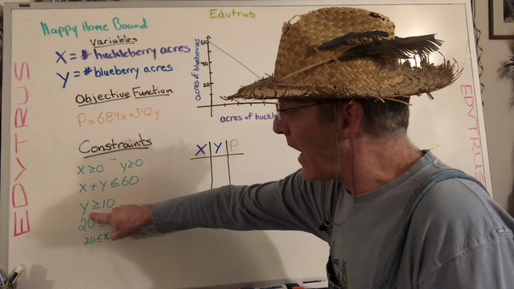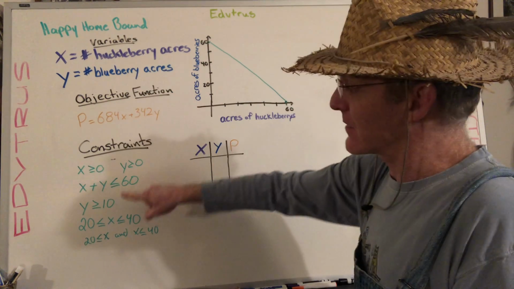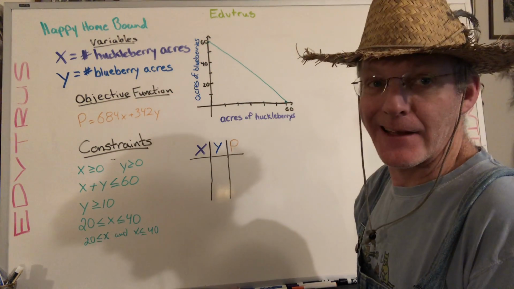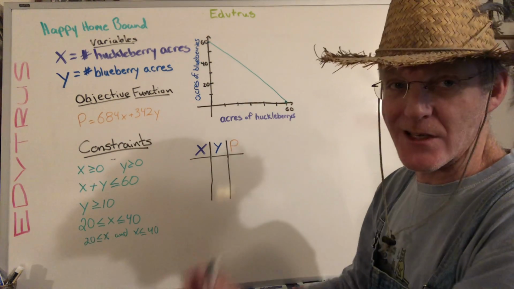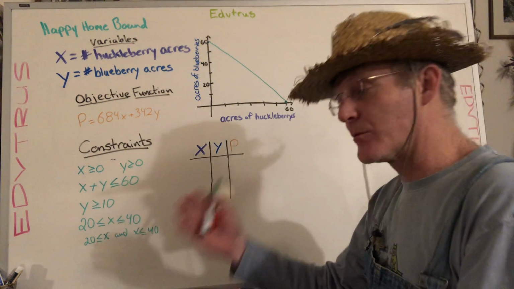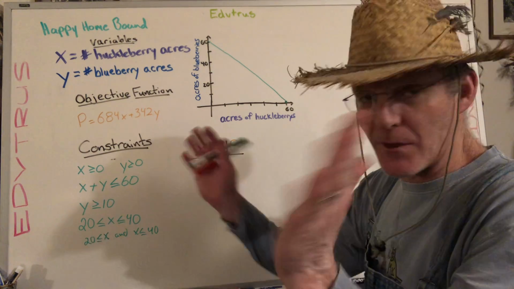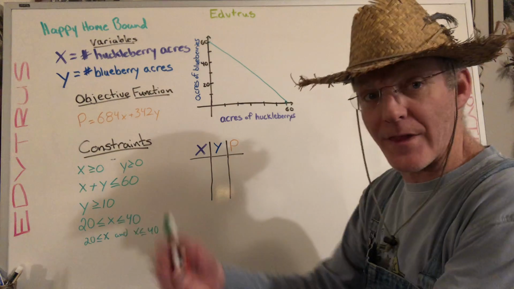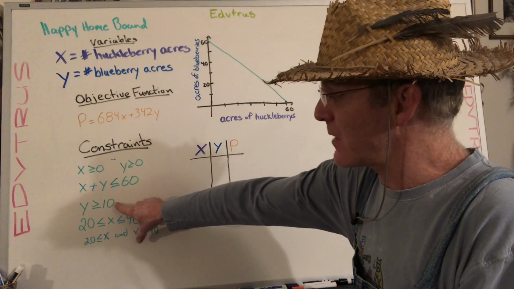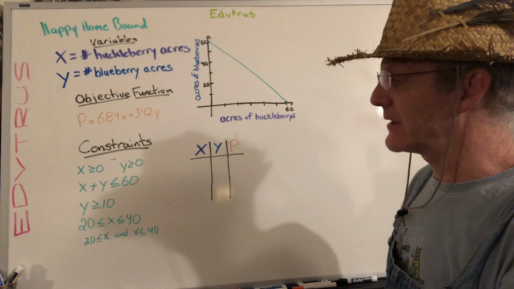So Y, the number of blueberry acres, has to be greater than or equal to 10. Now, that has to do with a whole other business I have making smoothies, where they're huckleberry smoothies and blueberry smoothies and, blah, blah, blah. So I need to have a certain amount of blueberries grown for that business already. So that's why Y has to be greater than or equal to 10.